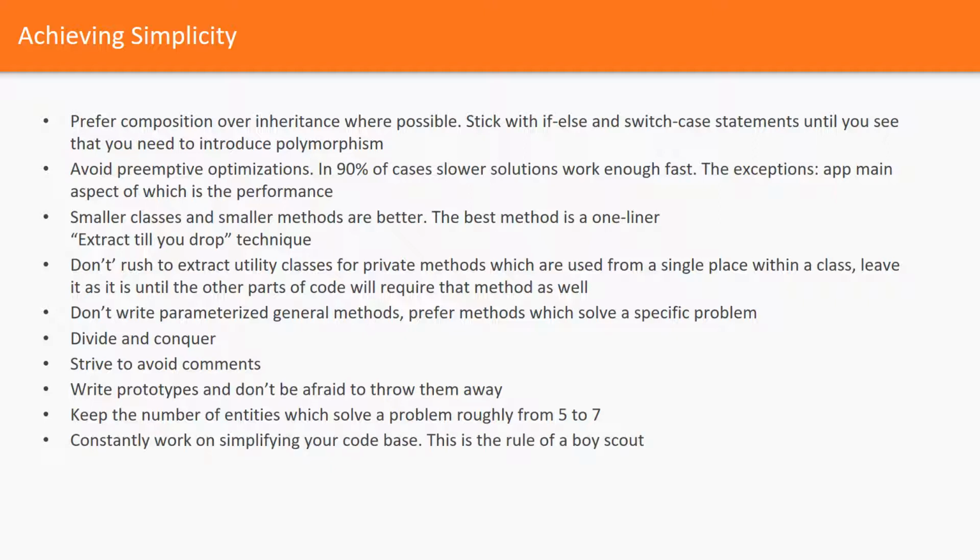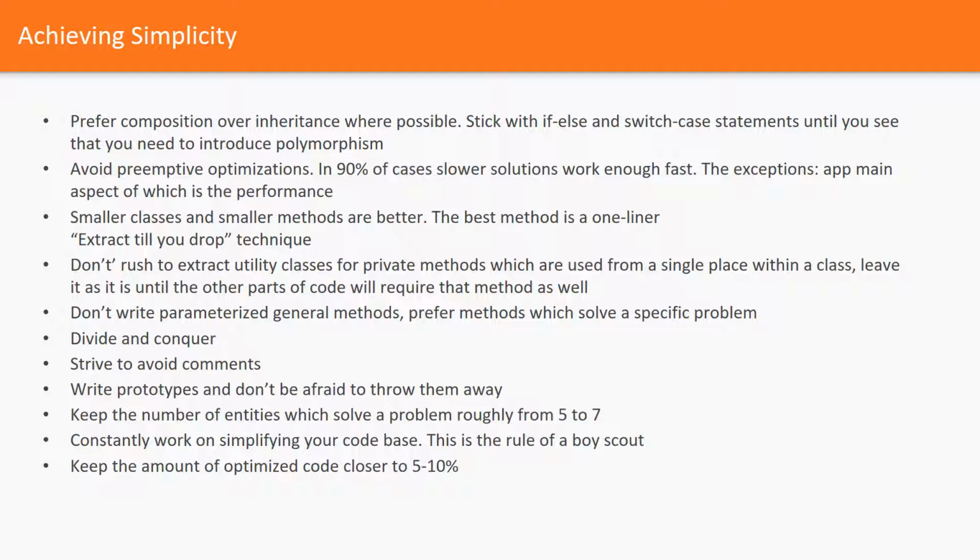Constantly work on simplifying your code base. Uncle Bob Martin even suggests a rule that before making a check-in, you should always ask yourself whether the code base is better than it was before you checked it in. This is the rule of the Boy Scout. Optimization is the main excuse for writing complex code, but strive to keep the amount of such code closer to 5 or 10% of the code base, not more.